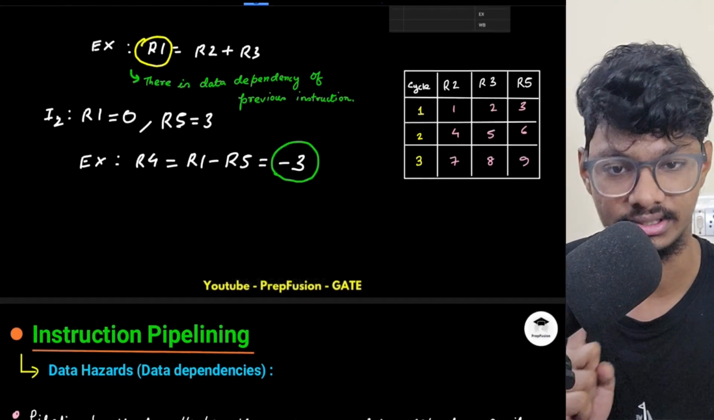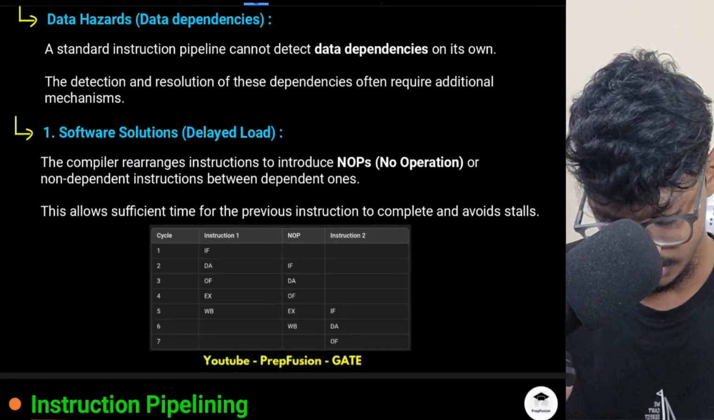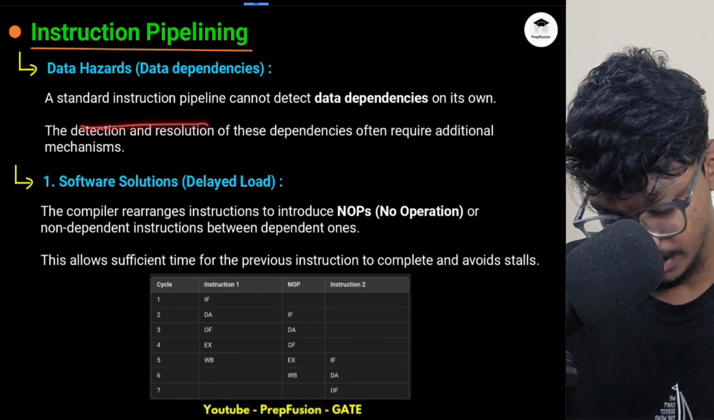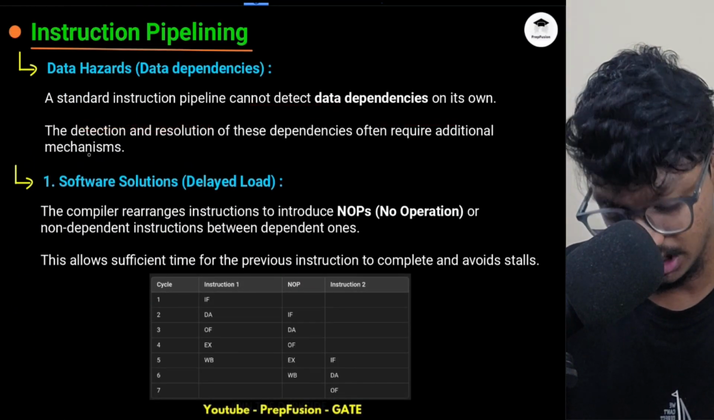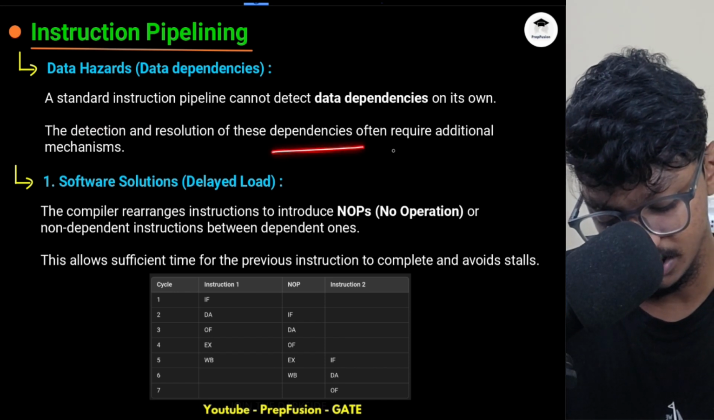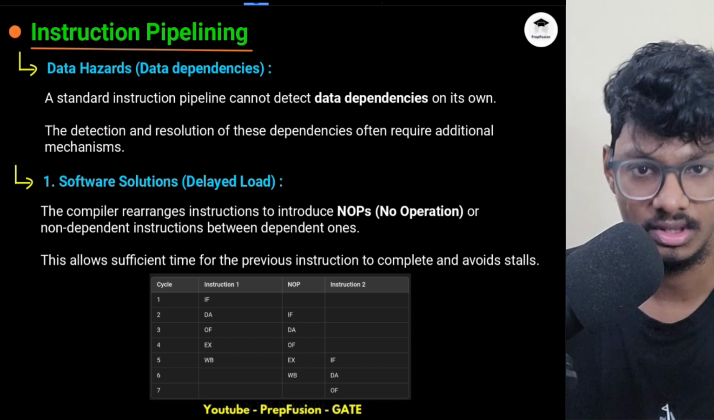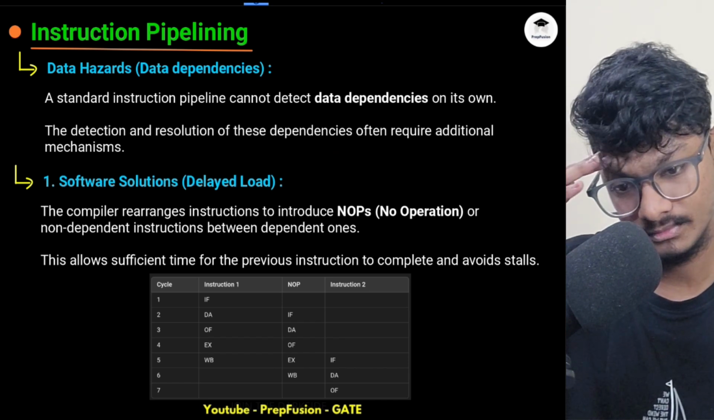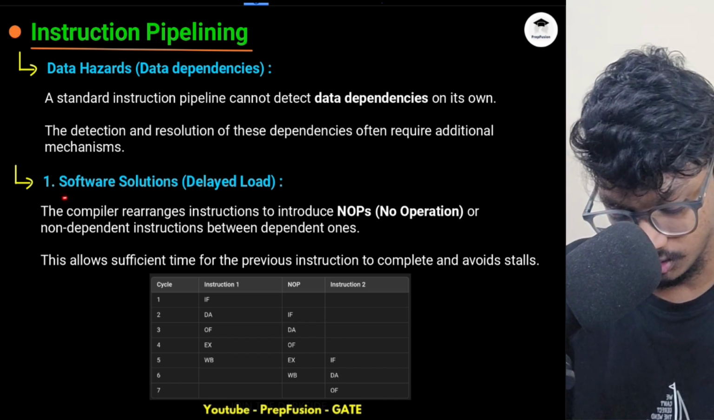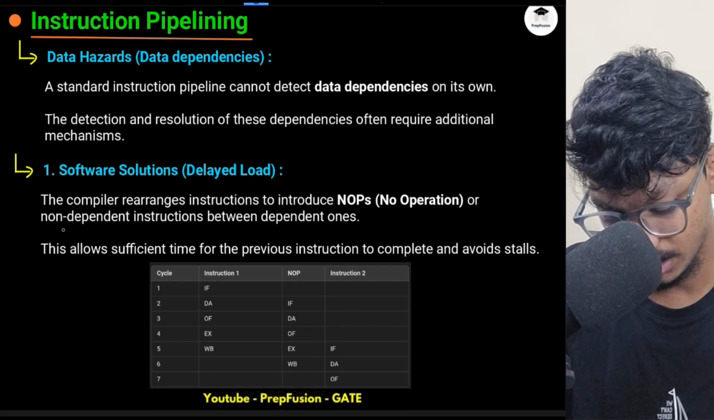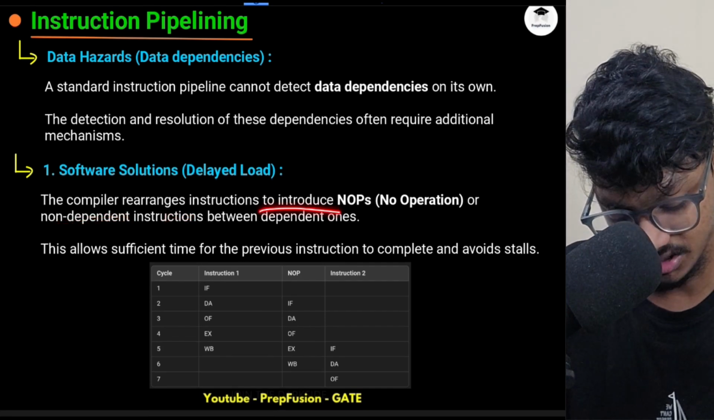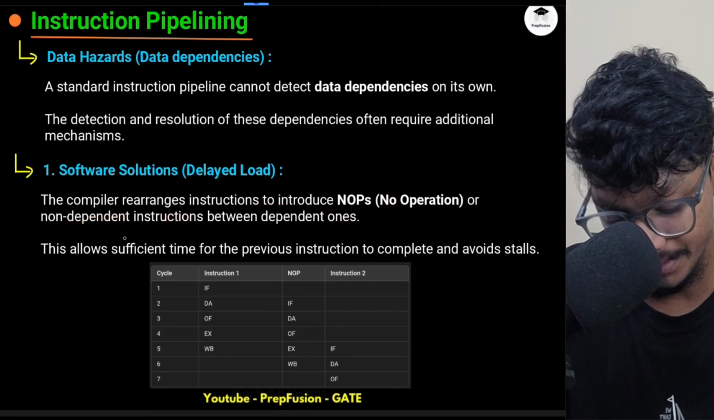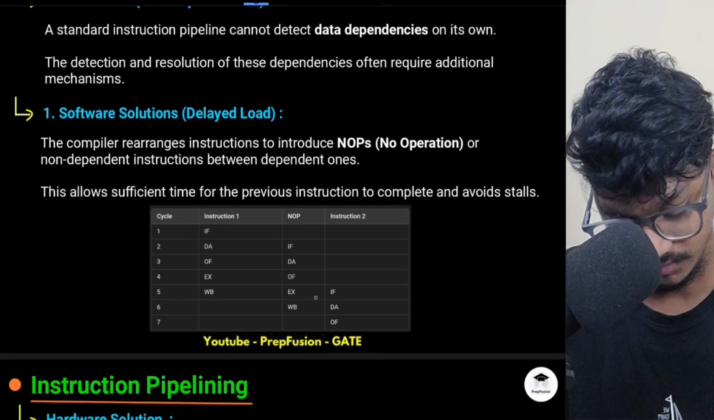The compiler adds the stall cycles. Here it is written: a standard instruction pipeline cannot detect data dependency on its own. The detection and resolution of this dependency often require additional mechanisms. The first one I have explained is a software mechanism, that is, the compiler. So, software solutions, delayed load. The compiler rearranges the instructions to introduce NOPs, no operations, or non-dependent instructions between the dependent ones.